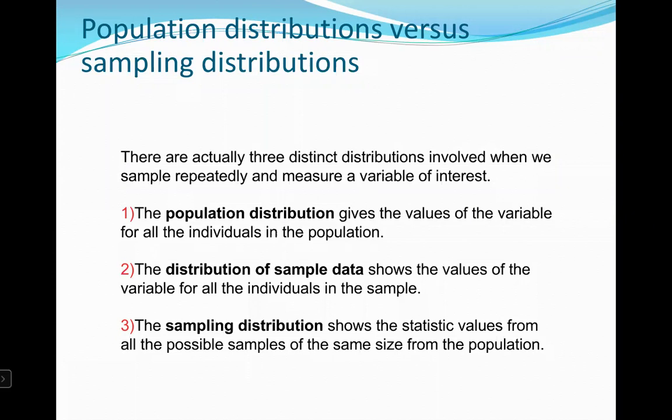The second is the distribution of sample data. The distribution of sample data shows the values of the variable for all the individuals in the sample. And the third is the sampling distribution. The sampling distribution shows the statistic values from all the possible samples of the same size from that population.